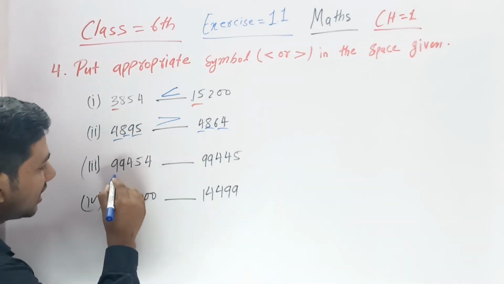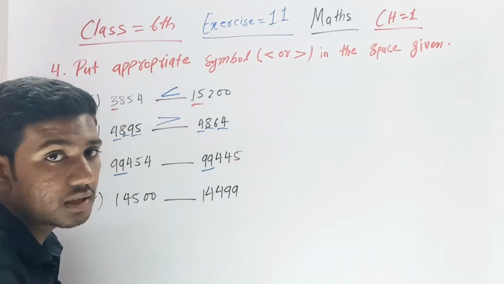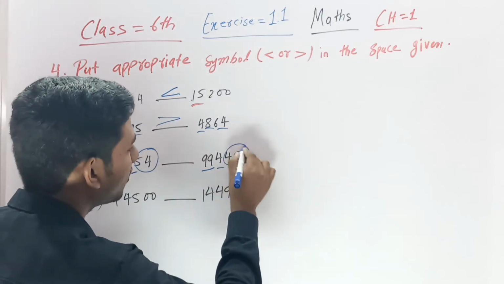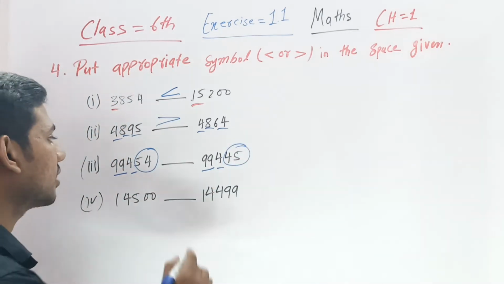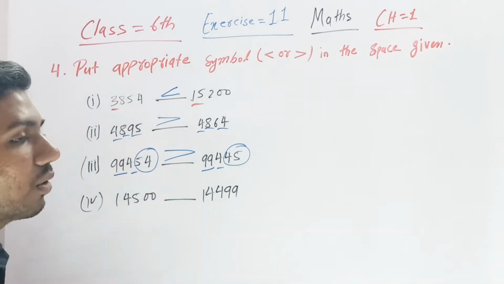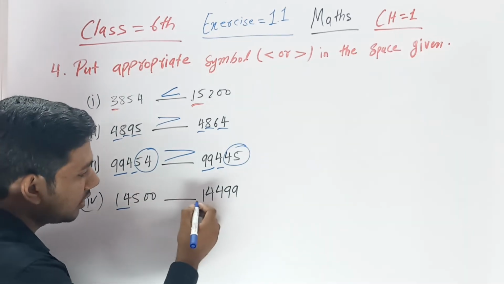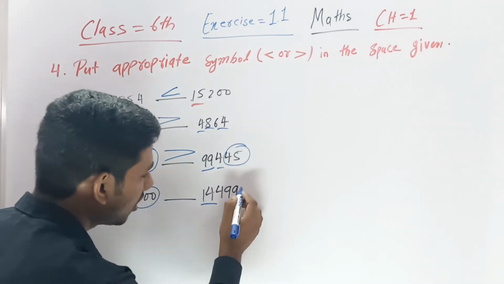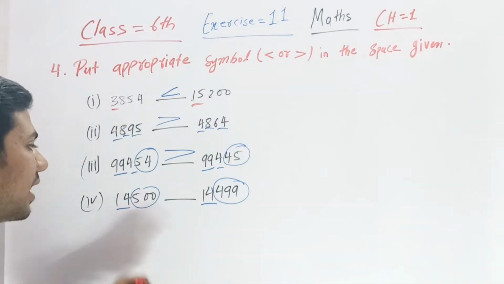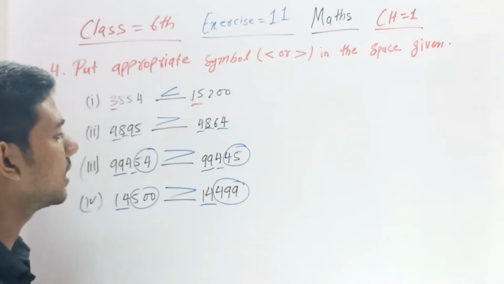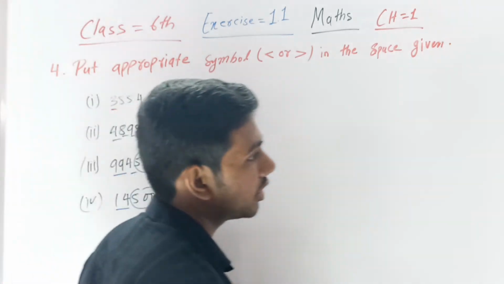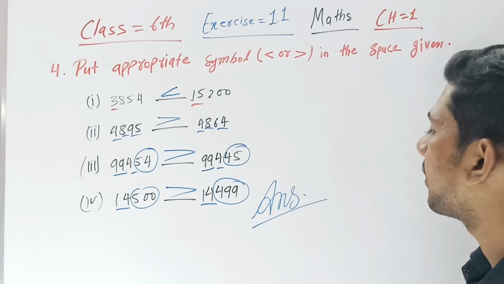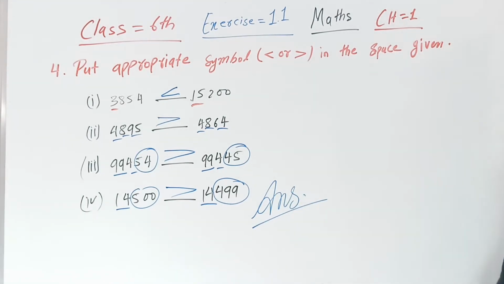Now see. This is 99,000 and it's also 99,000. It's 400 and also 400. It's 54 and it's 45. Which is greater? 54 is greater. The sign will be changed to that side. Okay, now see here. This is 14,000 and it's also 14,000. It's 500 and it's 499. Which is greater? 500 is greater, so the symbol will be like that. I hope you understand this. So this is our answer, and our fourth question, put the appropriate symbol, is totally completed.